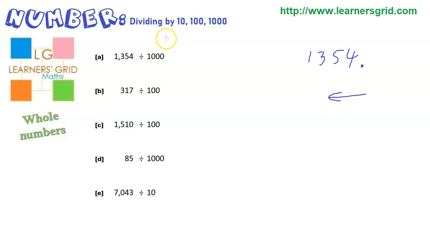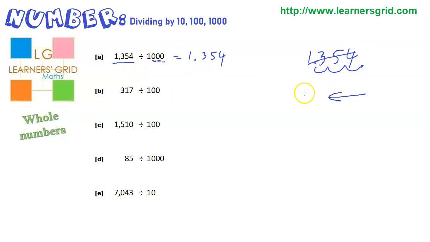So in the multiple of 10 that you're dividing this number by, 1, 2, 3. So the decimal point is going to be moved 1, 2, 3. So it'll end up here. So the final answer is 1.354. And remember, when you divide, the number that you end up with is smaller than what you started with. And that is the case here.